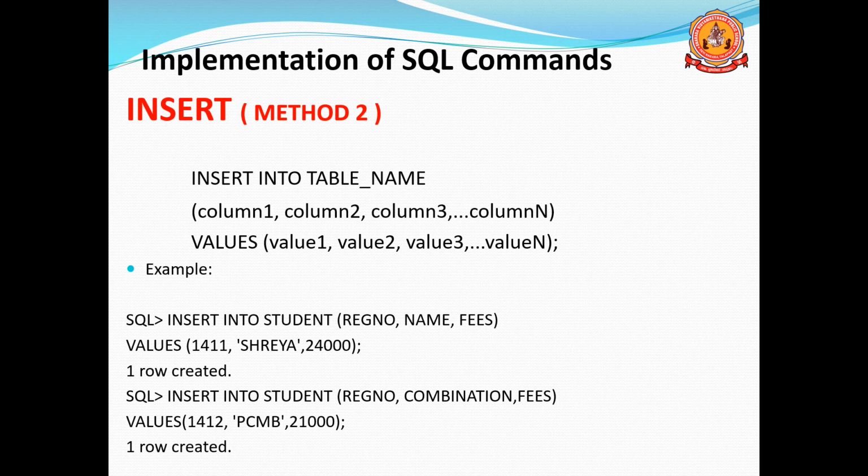Remember, there are two methods: first method and second method. If you are using the first method, you have to insert all the data to the table. If you are using the second method, there is no need to insert all the data. Whichever data is required, only that data is possible to insert. Here the table contains 6 columns, but we are inserting only 3 columns.